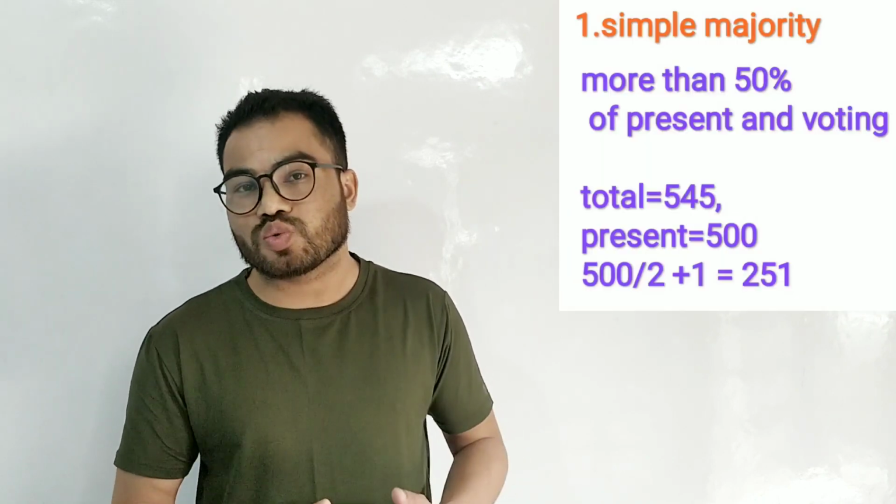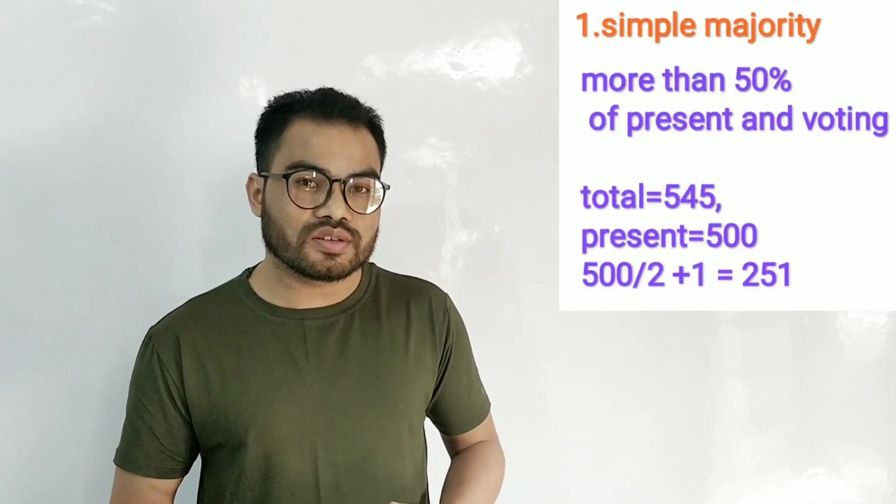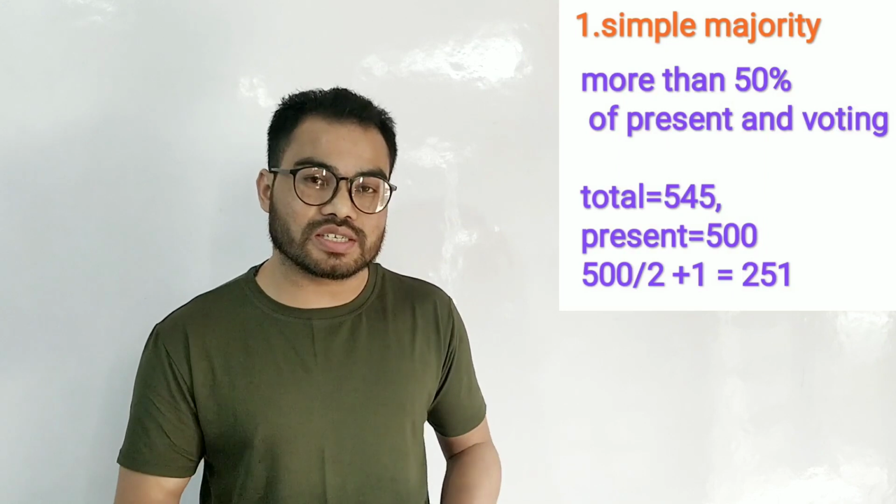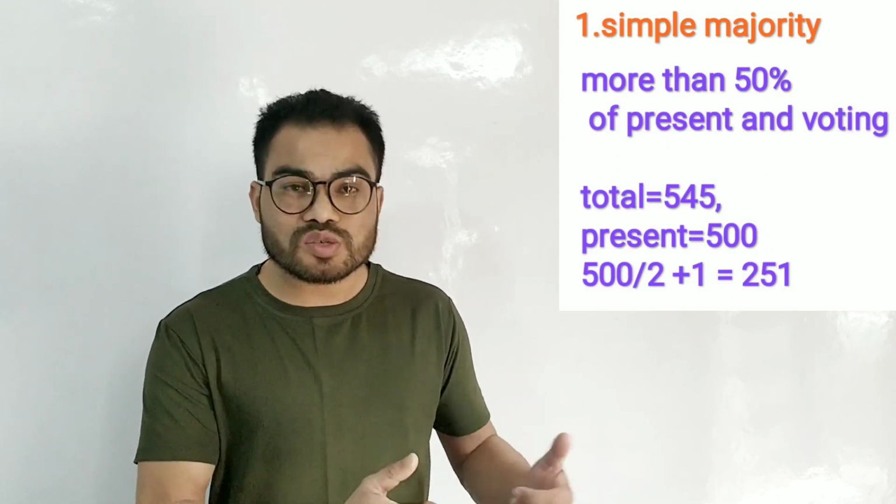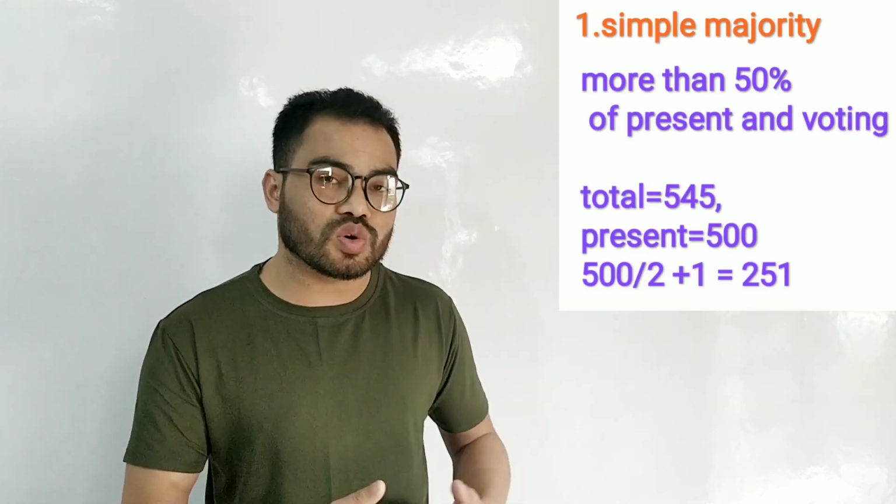And first, simple majority. It is a majority of more than 50% of members present in voting. Here it says present in voting. So it will count only those members who are present at the time of voting. It will not count those absentees, those members who are absent from the voting, and the vacant seats also.